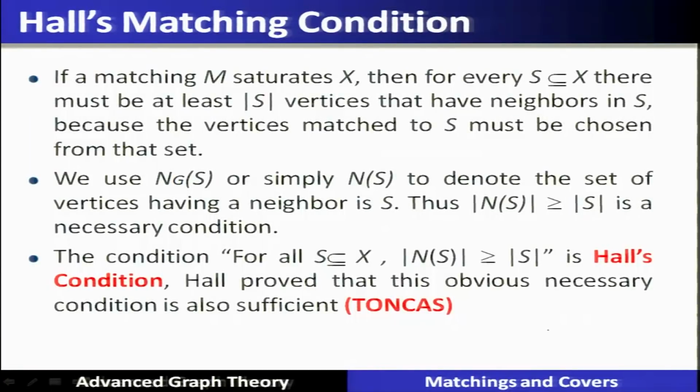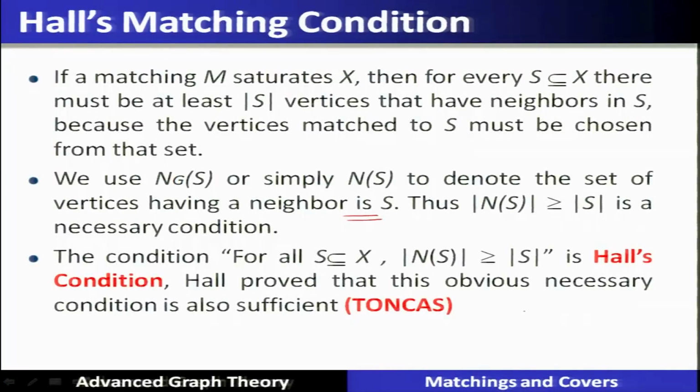Let us use the notations to see that. The neighborhood of S, where S is a subset of X which is going to be saturated by the matching, is simply represented as N of S. Here it denotes the set of vertices having a neighbor in S.